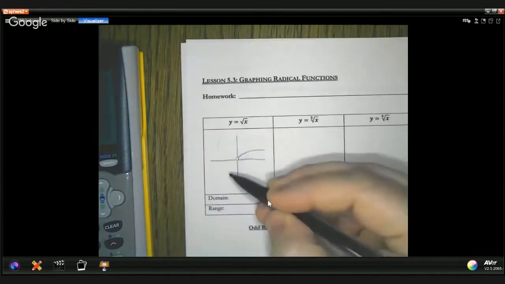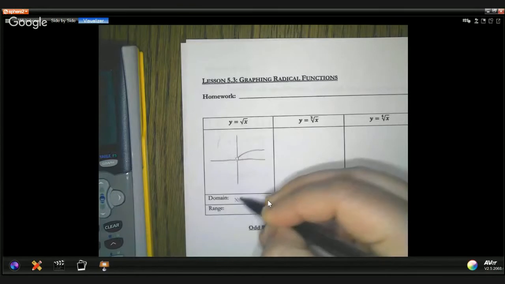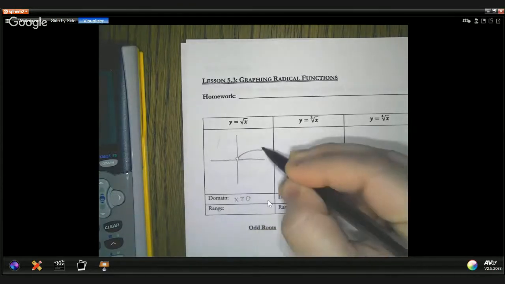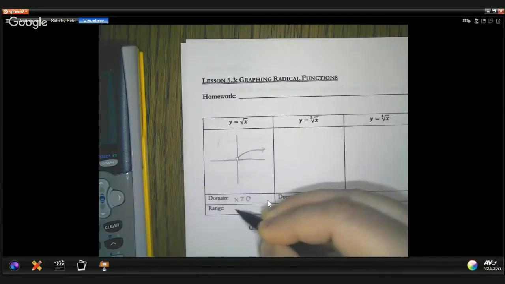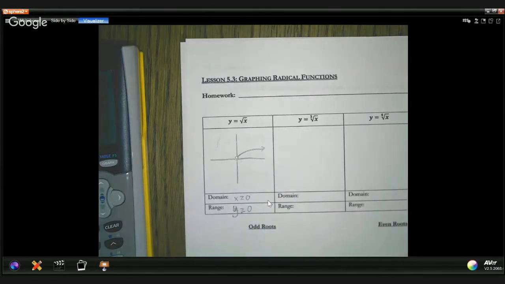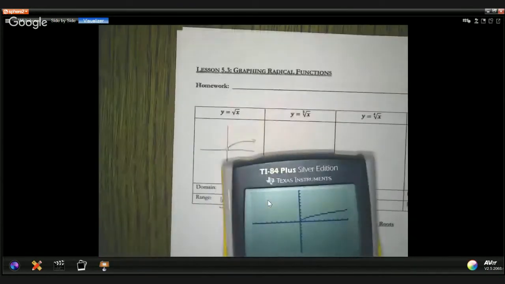The domain for this one is that x is greater than or equal to 0 because it goes to the right of 0. And then the range is also that y is greater than or equal to 0 because it goes above. Okay, so let's look to see what happens with the third root.